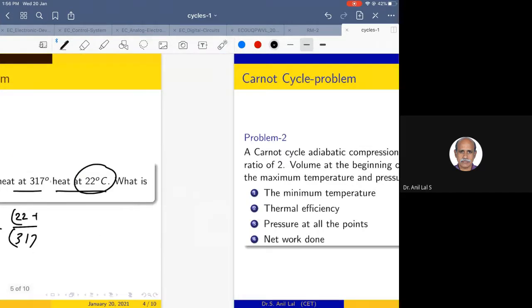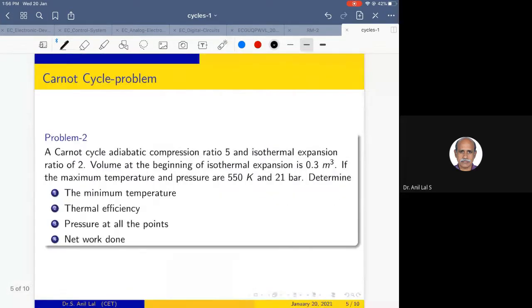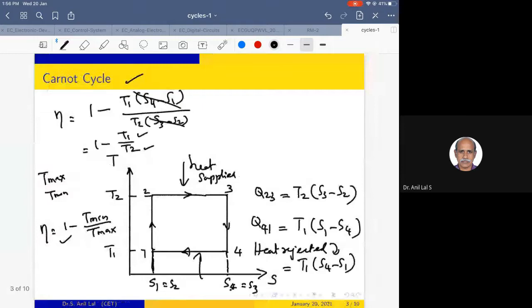Now let us come to another problem of the Carnot cycle. There are different terms like adiabatic compression ratio, isothermal expansion ratio, etc. So I can take this.